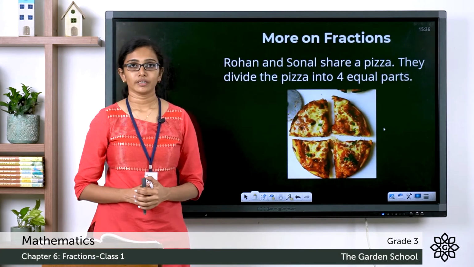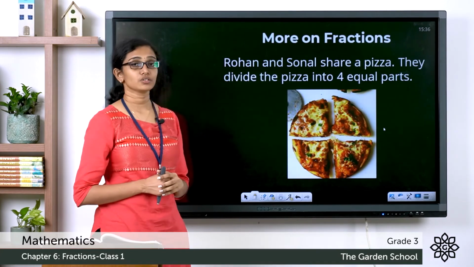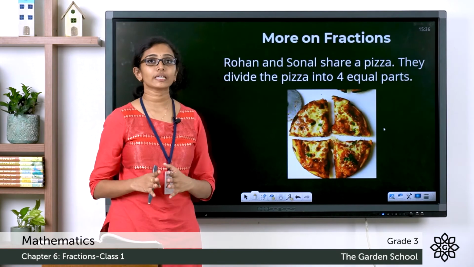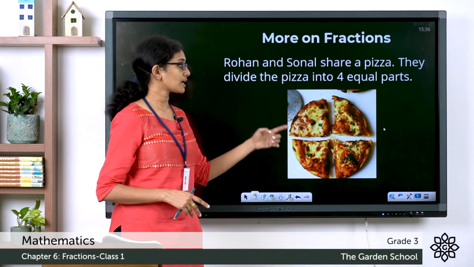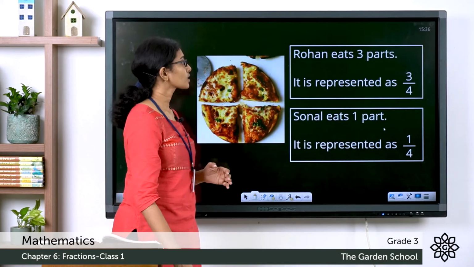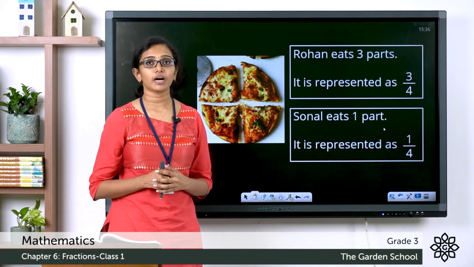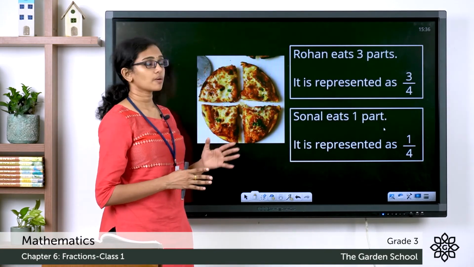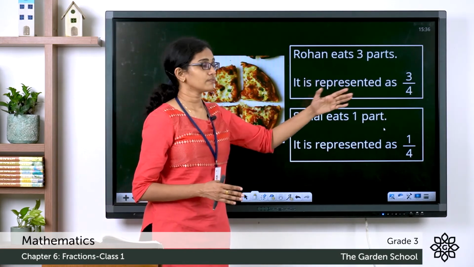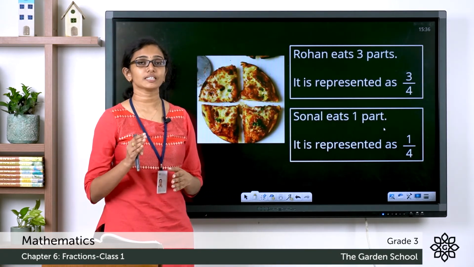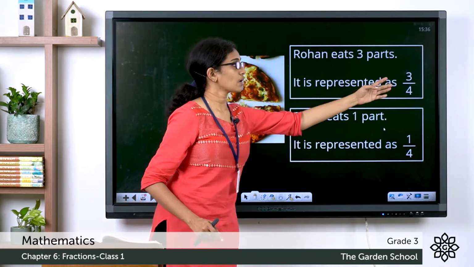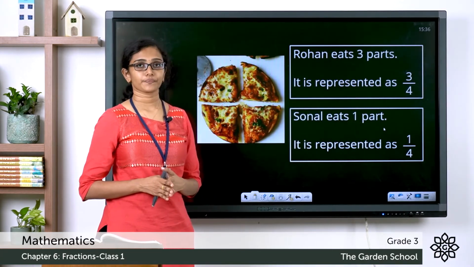Look at this picture given here. Rohan and Sonal share a pizza. They divide the pizza into 4 equal parts. You can see the 4 equal parts here. Now Rohan eats 3 parts out of this 4 parts. So how would you represent it? It is represented as 3/4. The fraction of pizza that Rohan ate is 3/4, which means 3 parts out of total 4 parts.